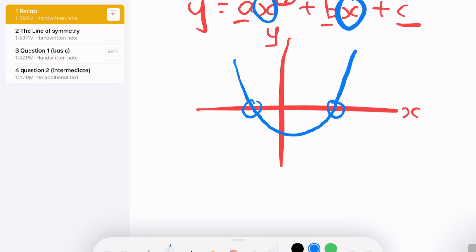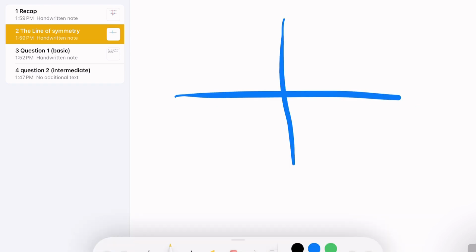Now let's move on to the line of symmetry. So say for example, our quadratic graph looks like this. The line of symmetry is the y-axis. By the way, the quadratic graph is also known as a parabola. So the line of symmetry will cut our quadratic graph in half.